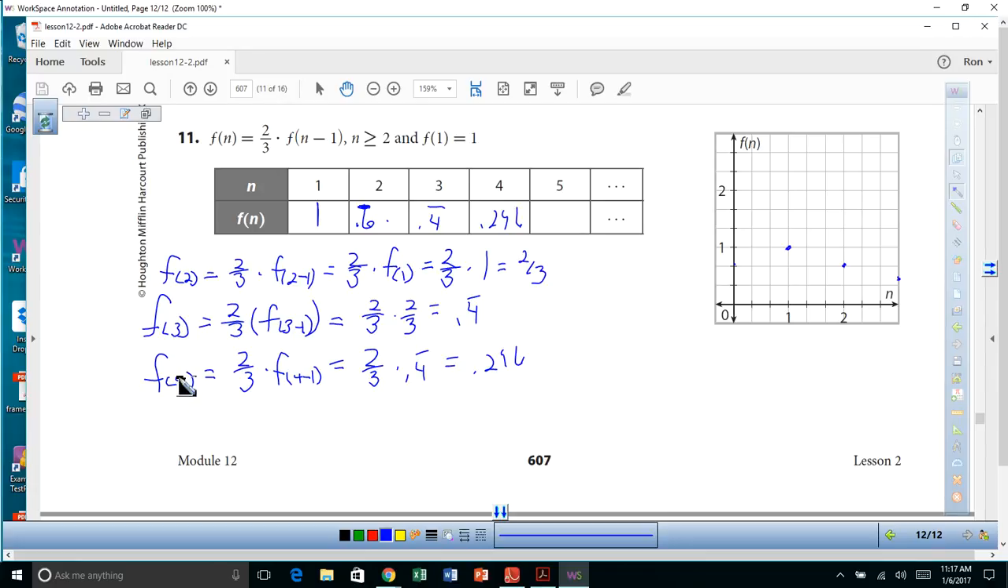All right, and then f of 5 will be 2/3 times f of, well, 5 minus 1 would be f of 4. That's going to be 2/3 times 0.296, which is 0.197 approximately. A little rounding in there. Okay.